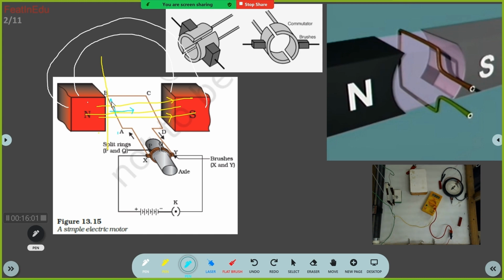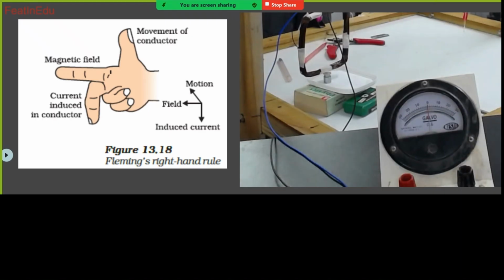AB experiences force in the downward direction. Understood? Simple. So this is the coil. This part of the coil will experience force in the downward direction, and this portion of the coil is pivoted. Pivoted means it is held like this, so that this coil can rotate. Can you understand? Yes, sir. The magnetic field is still there, right? And now we are going to give motion to the coil, and the coil is going to produce electricity.